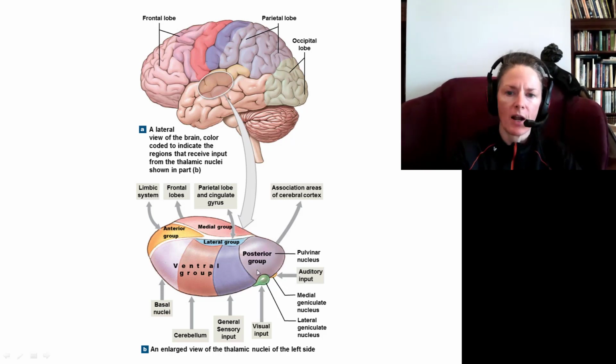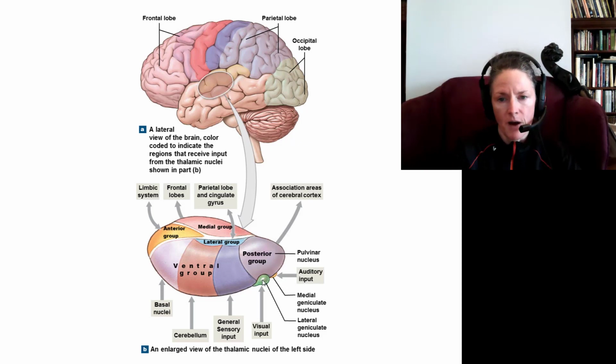All right, we're going to look here at the pulvinar, which is the posterior part. That's going to be sending information, sensory information, to what we call the association area of the cerebral cortex. Here we have our visual input, our lateral geniculate nucleus, sometimes called the lateral geniculate body, and the medial geniculate nucleus right here, this yellow one, for auditory inputs. We're going to be receiving general sensation, touch, temperature, pain, this sort of thing, from the periphery, and it is relayed through this part of the thalamus.